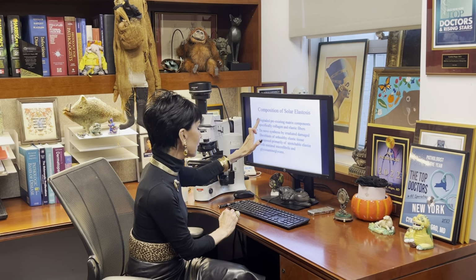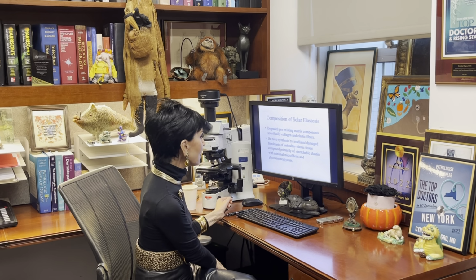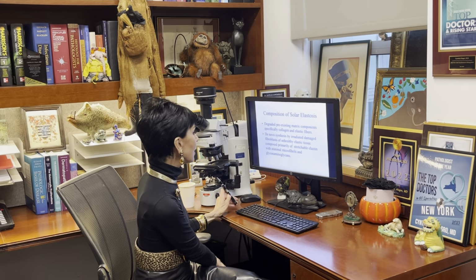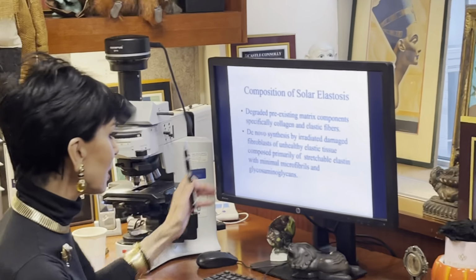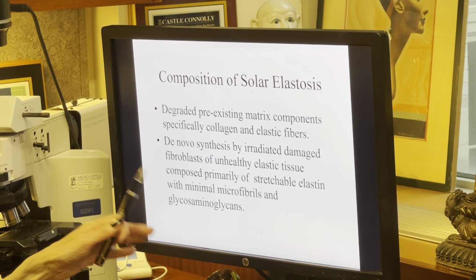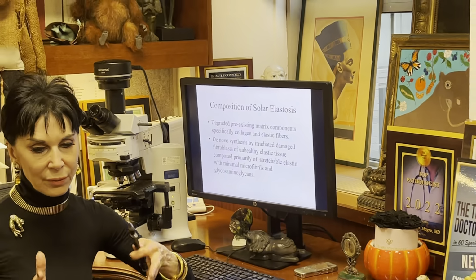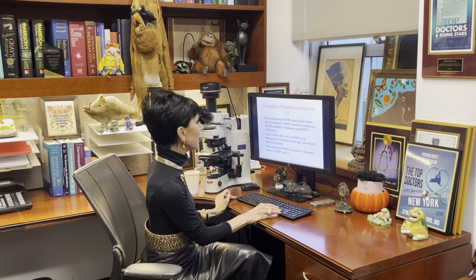So we do have clearly evidence of degradation of pre-existing matrix components, specifically collagen and elastic fibers, but we also have evidence to indicate that there is a de novo synthesis by irradiated damaged fibroblasts of unhealthy elastic tissue composed primarily of stretchable elastin with a minimal microfibril element. And another feature of solar elastosis is glycosaminoglycans, probably hyaluronic acid. So that basophilic material then in the superficial dermis, which is so integral to aged looking skin, is a combination of the degraded collagen and elastic fibers, the synthesis of new but abnormal tissue, especially elastin, which is that stretchable kind of elastic tissue, and some hyaluronic acid, which probably contributes to the basophilia microscopically.